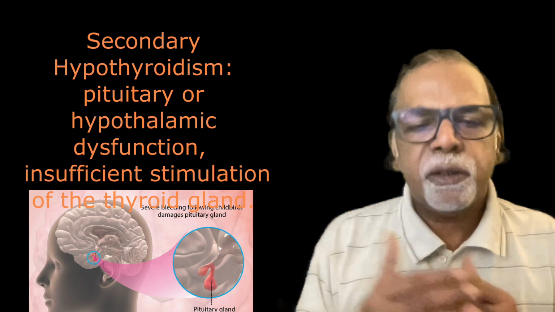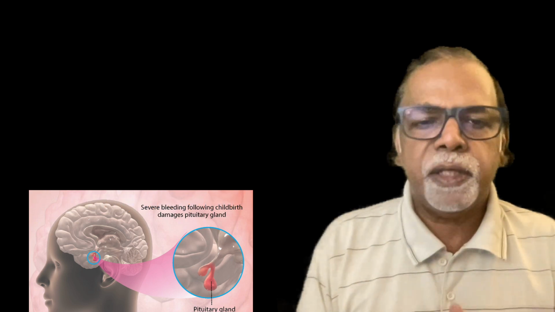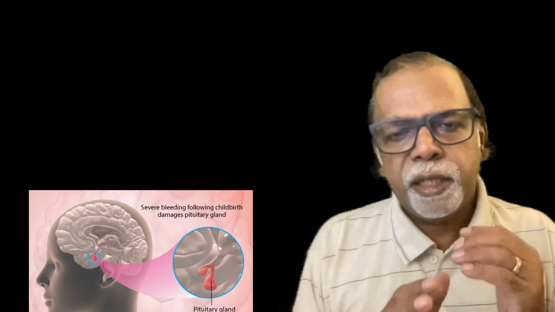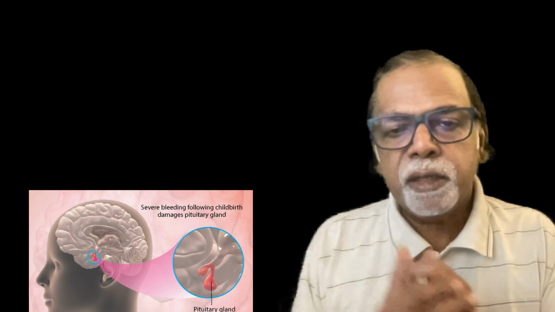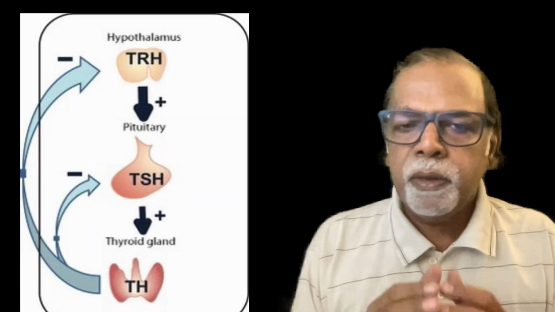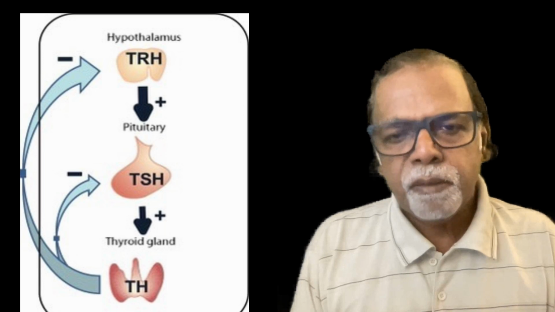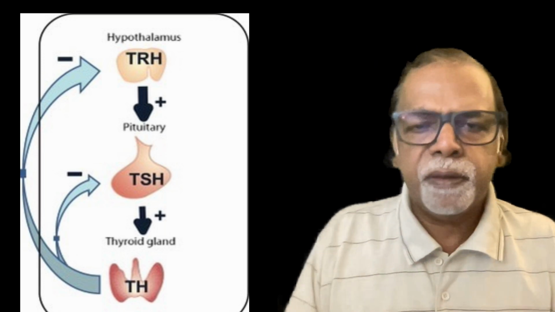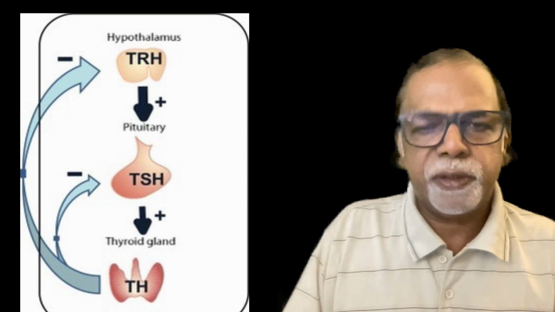So there are many other causes of pituitary dysfunction that can lead on to thyroid dysfunction. As we know, TSH is the hormone that stimulates the thyroid gland, so a disorder of the pituitary can lead on to hypothyroidism. Now, how will you differentiate these? That we will discuss during the thyroid function test.